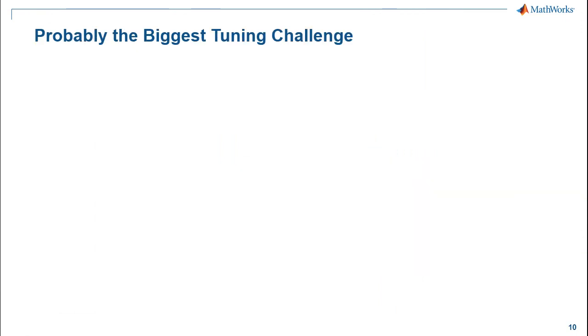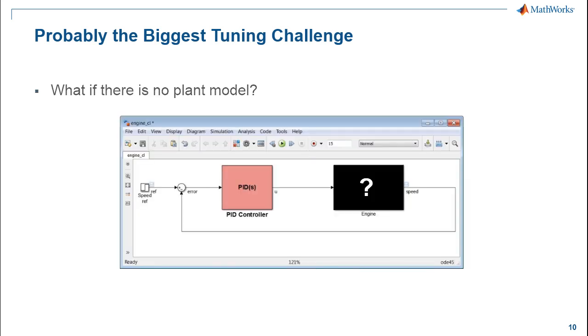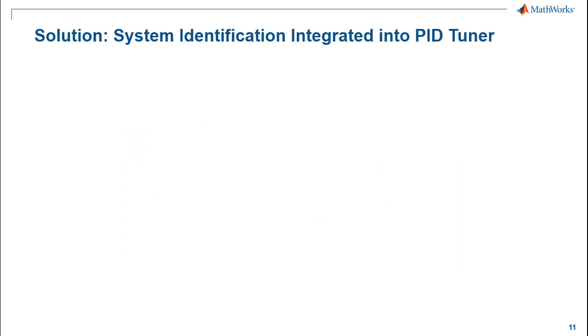Now, probably the biggest challenge when you're tuning is a situation when you don't know the dynamics of the plant. In that case, the system that you're trying to control is just a black box. You don't know anything about what's happening inside. But what you can do is put some input signals through your engine, collect the output, and use that input-output data to get an understanding of engine dynamics. And we have a solution for that.